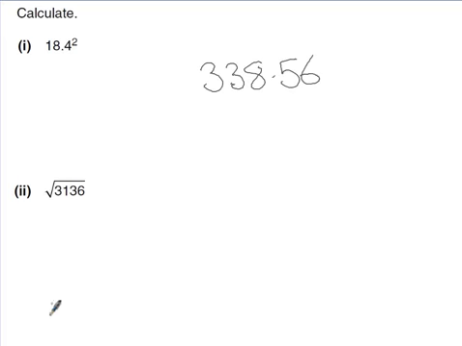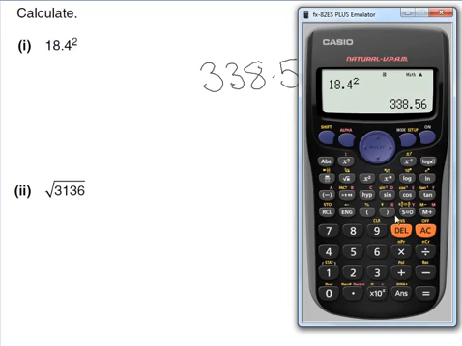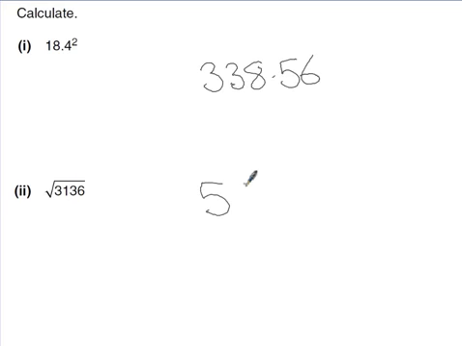Great. Next thing is the square root button. So I'm going to clear this. Your square root button is here. As you can see, you've got sort of that little tick with the flat top, and again here we've got a little tick with a flat top. So you should be able to identify it quite easily. 3,136, and the square root of that is 56. Again, you just write down 56, and there's your answer.